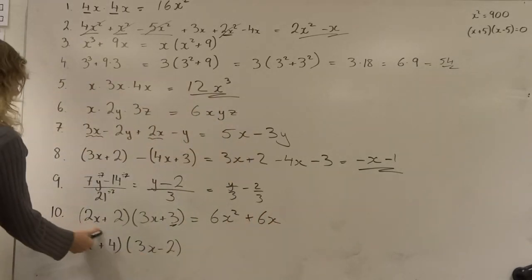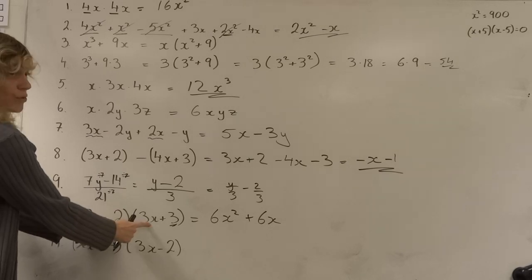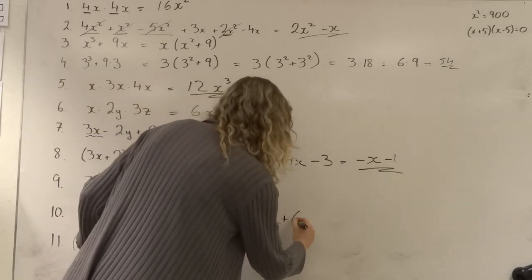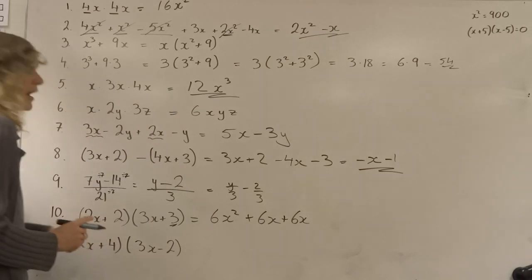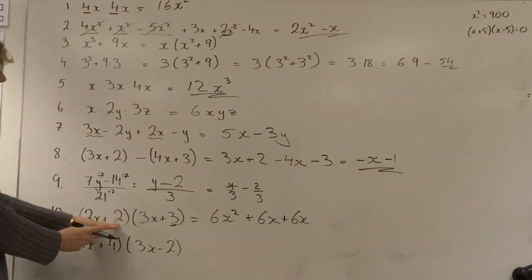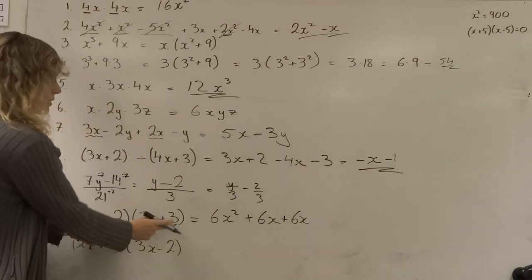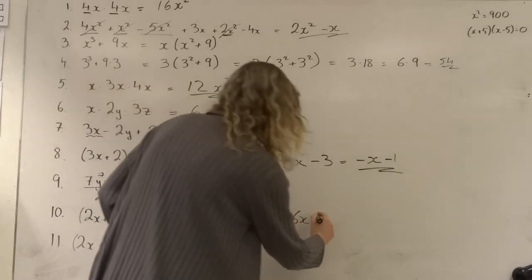Then I do my inside two. 2 times 3x, that would also give me plus 6x. And then I finish off with my last two. Plus 2 times plus 3. 2 3s are 6.